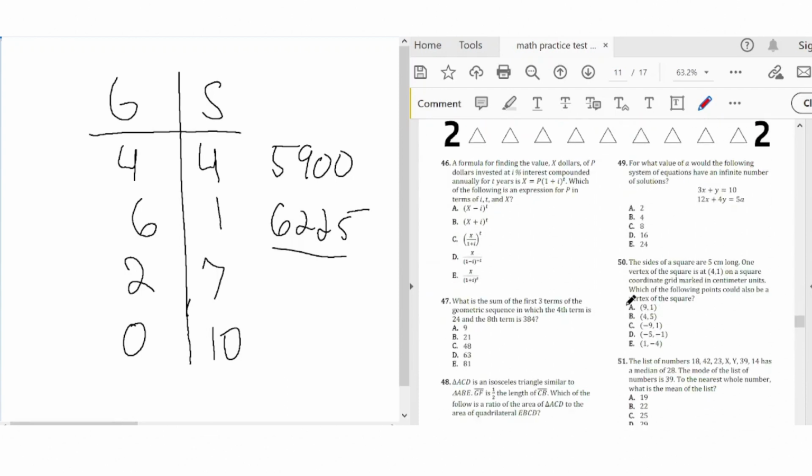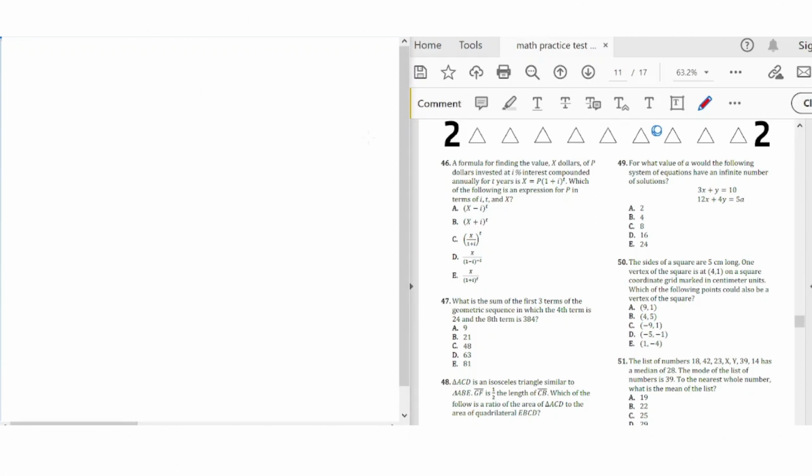Moving on to 46. A formula for finding the value x dollars of p dollars invested at an I% interest compounded annually for t years is x equals this. Which of the following is an expression for p in terms of I, t, and x?